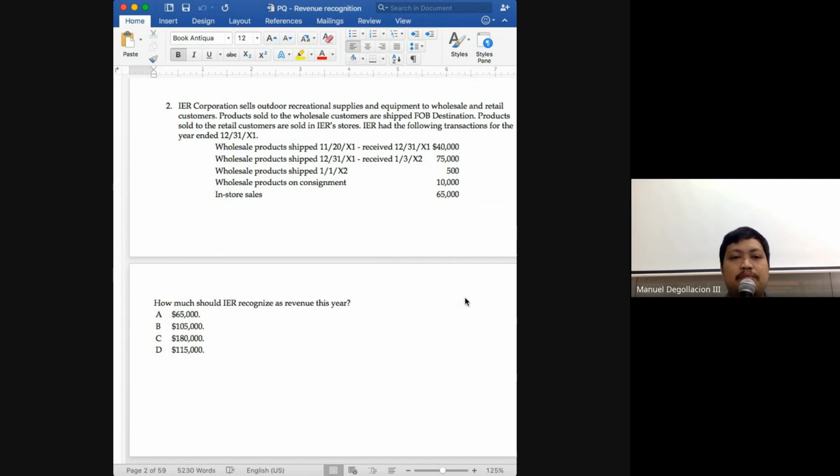Next, product shipped on November 20. But again, the shipping date is not the important date here. What's the important date here? If it is FOB destination, it is the date on which it was received. And when was the shipment received? It was received on December 31. Since it was received by the customer within the year, and the term is FOB destination, then the 40,000 would already be part of our revenues for year X1.